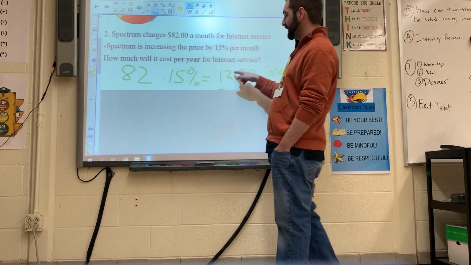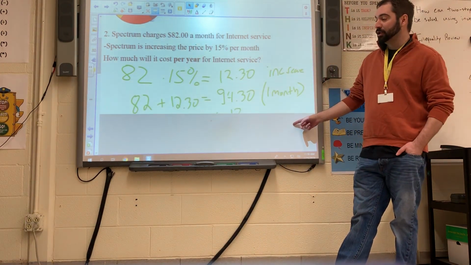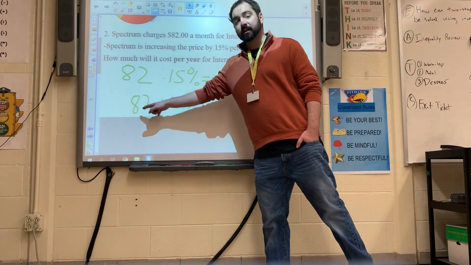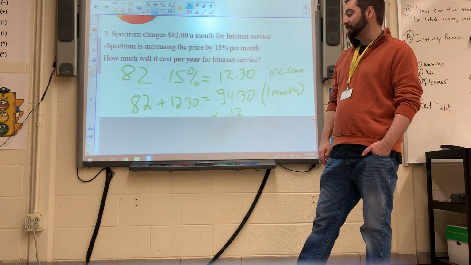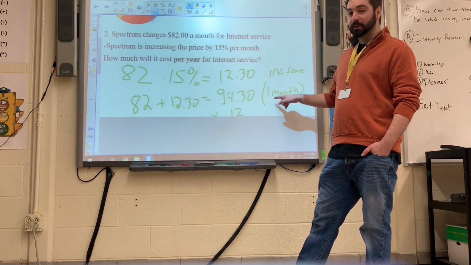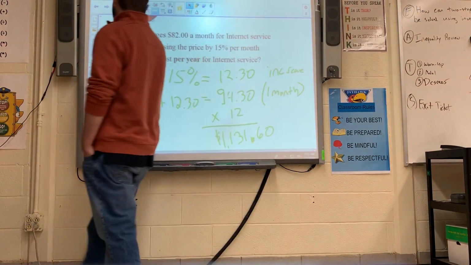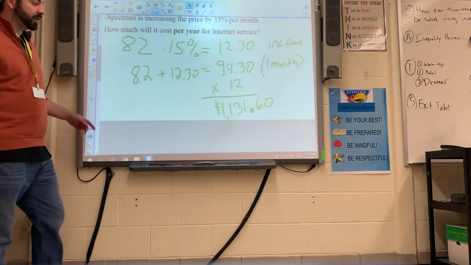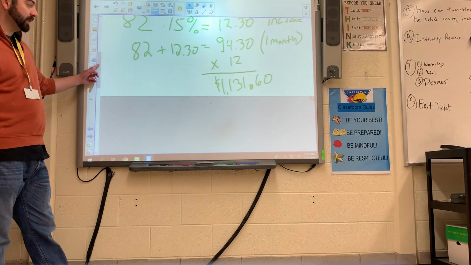Number 2, first off, we have to figure out how much did the Spectrum's internet go up. $82 times 15% means the price went up $12.30. That means the new price, when I add it back in, because they still have to pay the $82 plus the increase, means they now pay $94.30. That's 1 month though. They wanted 1 year, 12 months. When you multiply your answer times 12, you end up with $1,131.60 for 1 year of service.